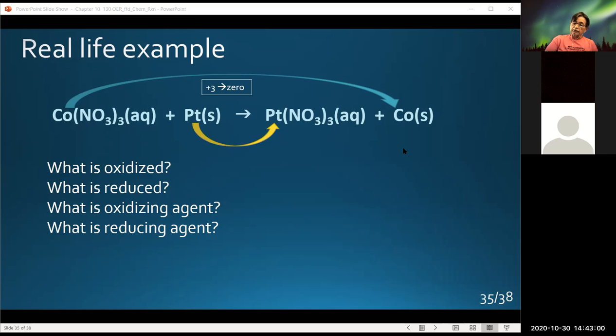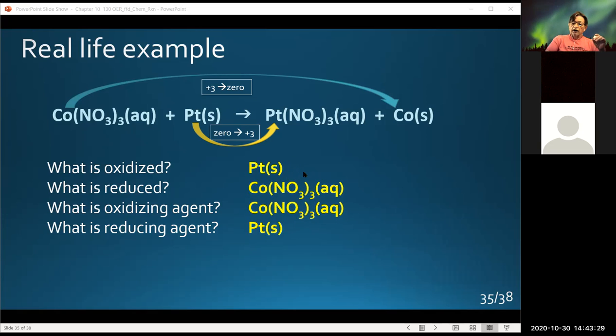Platinum went from a 0 state to a +3. So in order to do that, it lost electrons. Cobalt 3 underwent reduction because it picked up 3 negative charge electrons, since it started with a +3. And by picking up 3 electrons, it becomes a 0 charge. And so what is oxidized is the platinum metal, which makes it the reducing agent.